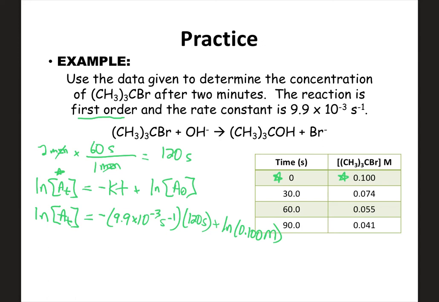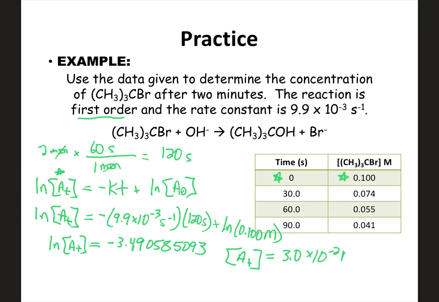I'll show you my intermediate step. When I did the math on the right side, I got the natural log of the concentration at a particular time equal to negative 3.490585093. Again, I want to solve for the concentration at a particular time here. So I would do the second ln button on your calculator, put this answer in, this negative 3.49, hit equals, and then the concentration at that particular time, with correct sig figs and units, should be 3.0 times 10 to the -2 molar.